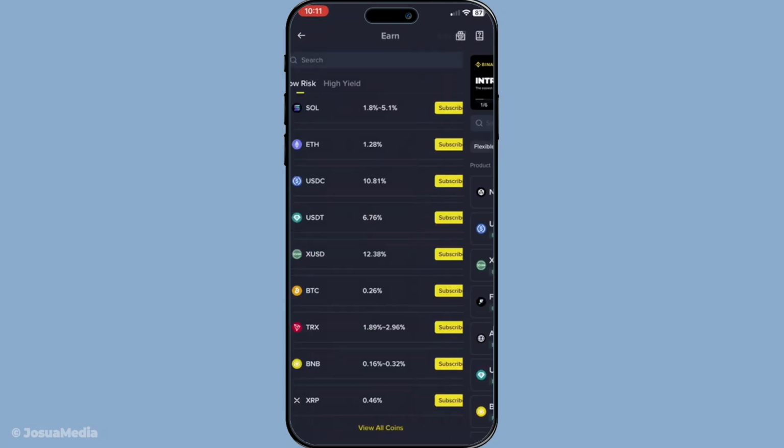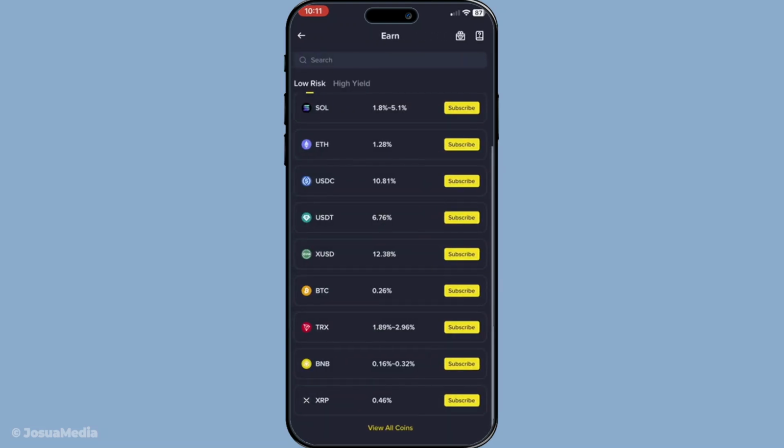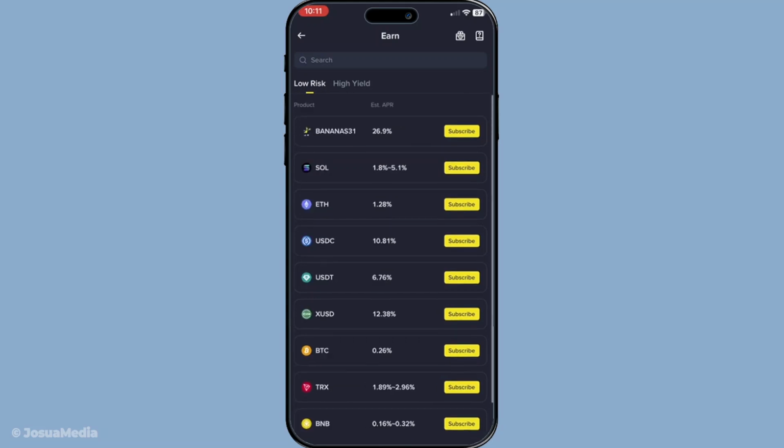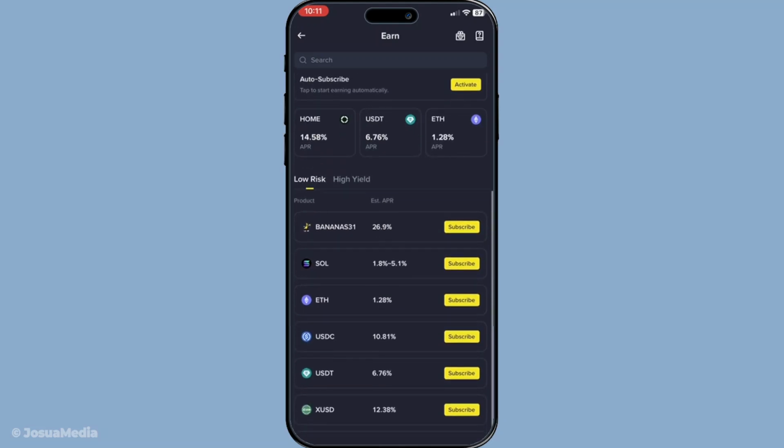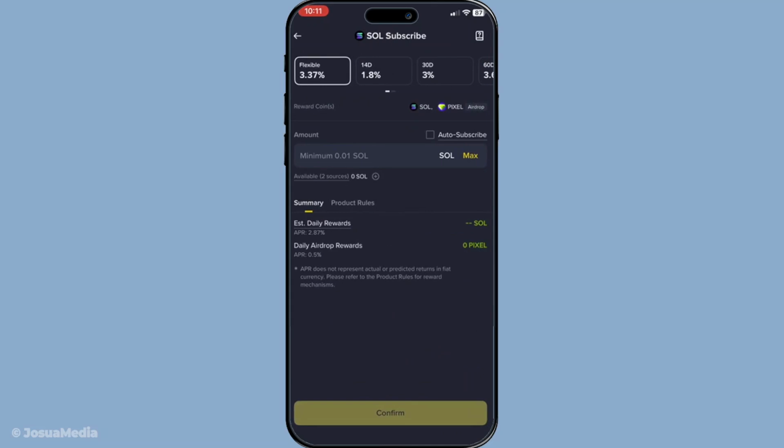Once you've selected your preferred crypto, the next step is deciding between flexible or locked terms for your investment. Flexible terms offer you more liquidity, meaning you can access your funds whenever you need them. This is particularly beneficial if market conditions change and you need to adjust your investment strategy.